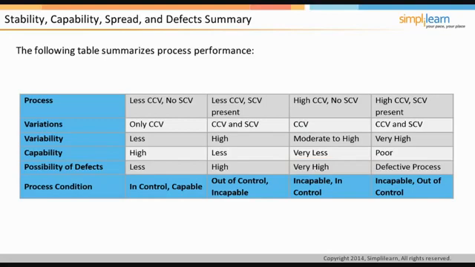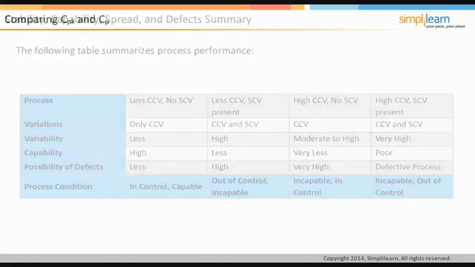Finally, at the other extreme is the situation where the process has high CCV and SCV is also present. Here the process has high variability, low capability, high possibility of defects, and is out of control and incapable. This table is a quick reference to understand process conditions. In the next screen, we will compare the CPK and CP values.